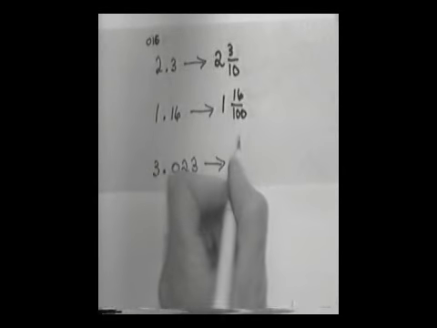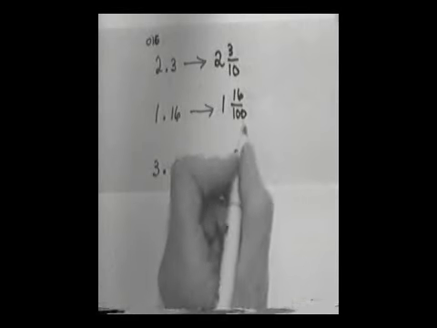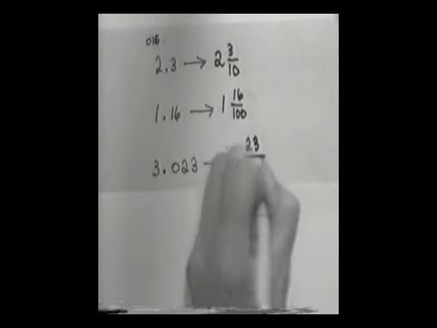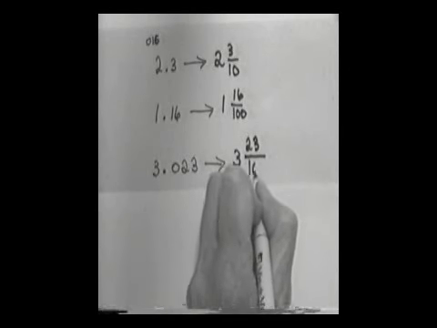Look at another one. Again, here the whole number is 3. The number we see after the decimal is 23. And because we have 3 decimal places, remember it goes tenths, hundredths, thousandths, the 23 will be over 1,000. So we have 3 and 23 thousandths.